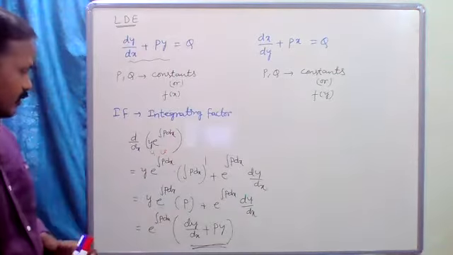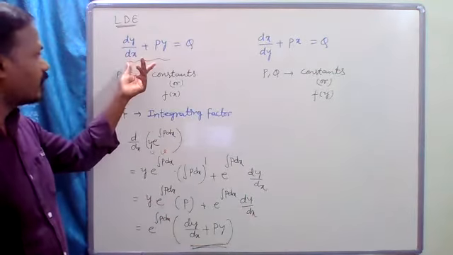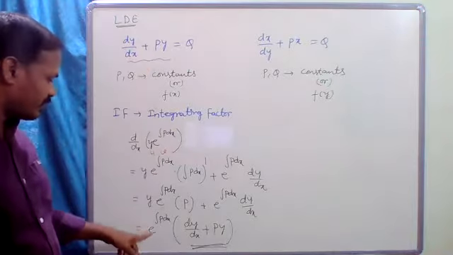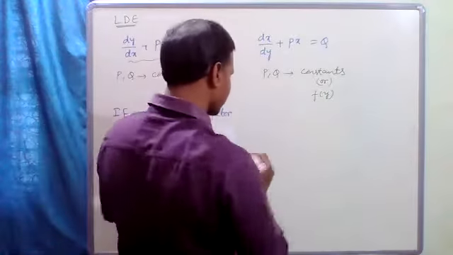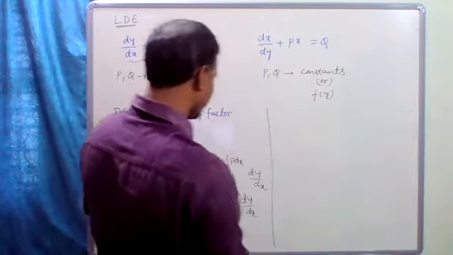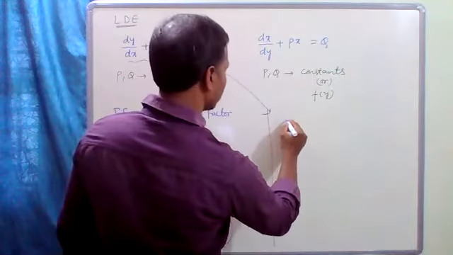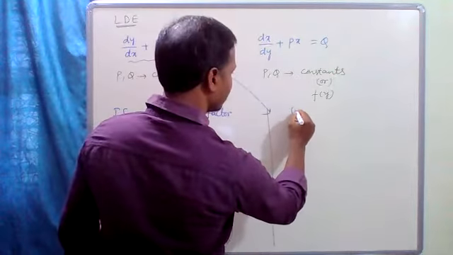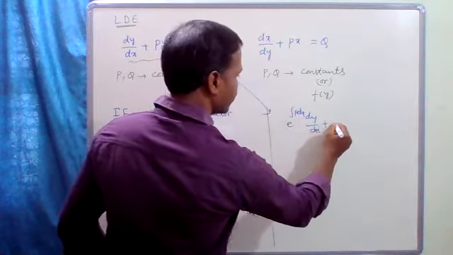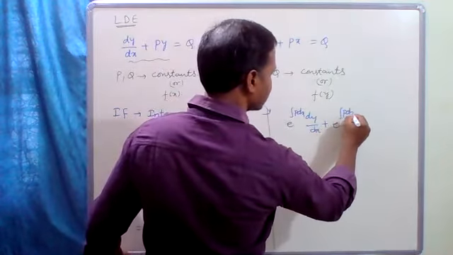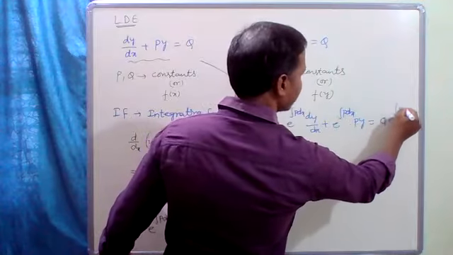So to make it exact, what we have to do? Multiply this with e power integral p dx. So if you multiply, what you will get? e power integral p dx dy by dx plus e power integral p dx into py equal to q into e power integral p dx.